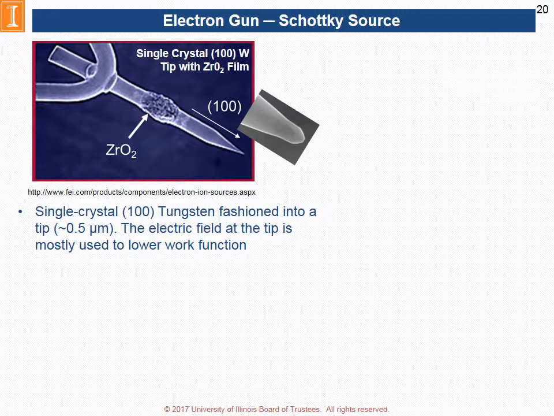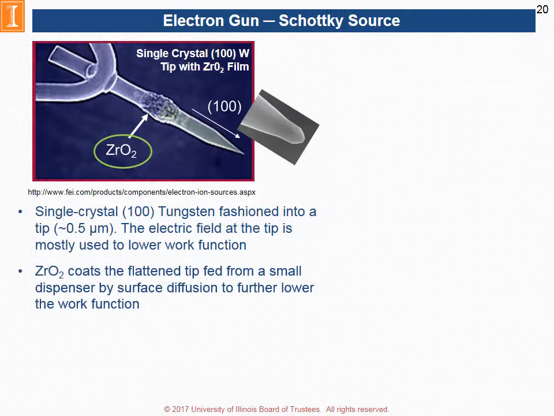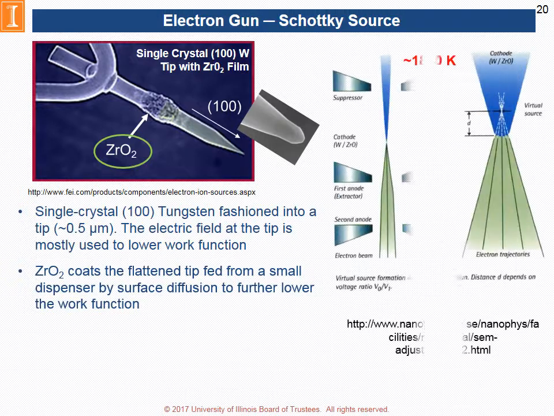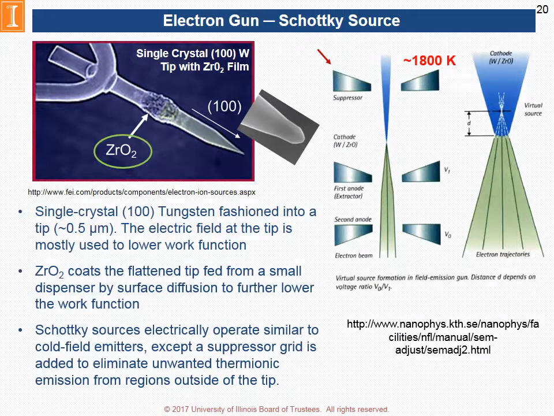Schottky gun, also single crystal tungsten, shaped into a tip, but it is 100 oriented, and the tip is not as small as that in a cold field gun. Also, there is a zirconium oxide coating on the tip to further reduce the potential barrier. The construction is similar to a cold field gun, except a suppressor grid is added to eliminate unwanted thermionic emission from the regions outside the tip.